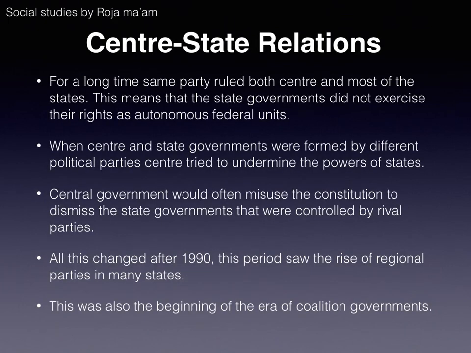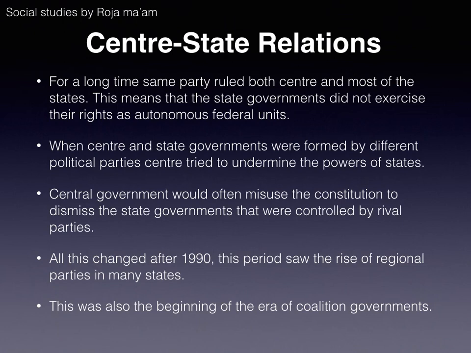Center-state relations. For a long time, the same party ruled both the center and most of the states. This means that the state governments did not exercise their rights as autonomous federal units. When center and state governments were formed by different political parties, the center tried to undermine the powers of states. The central government would often misuse the constitution to dismiss the state governments that were controlled by rival parties. In some cases, state governments were dismissed even when they had a majority in the legislature, as had happened in Kerala in 1959, or without testing their majority, as happened in several other states after 1967.